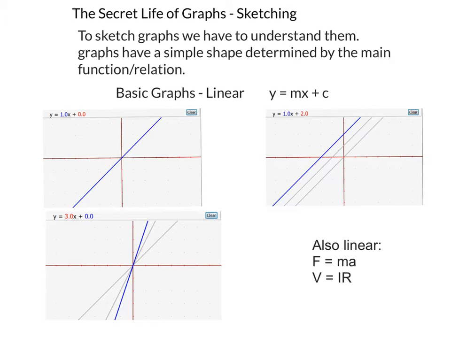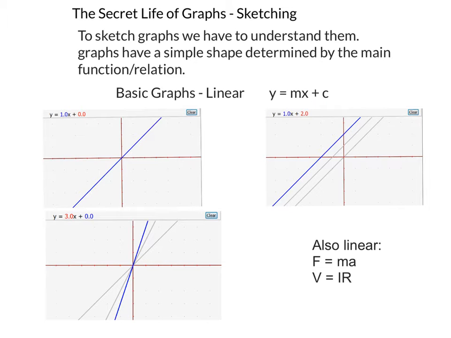The first type is the basic linear graph. Graphs that are linear can often be written like this: y equals mx plus c. X and y are the variables. This is the x-axis, that's the y-axis. M is the gradient and c is the y-intercept. This is a good way of writing an equation.